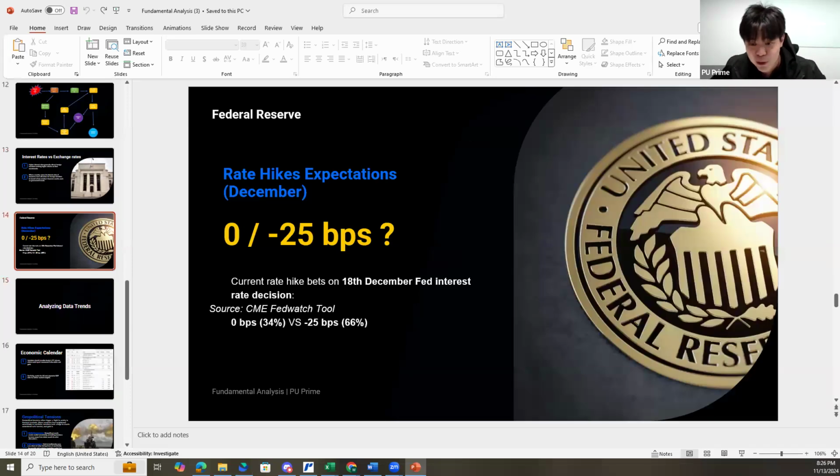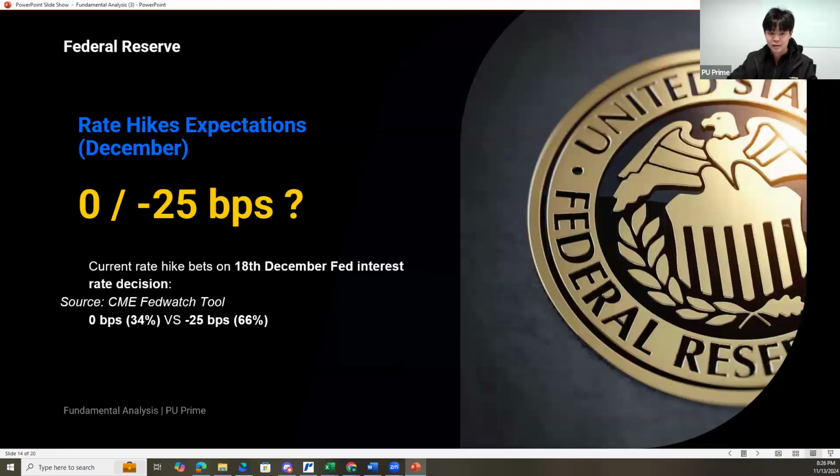So now we are going to move on. Now we are going to understand what the expectation from the Fed is. Will the Federal Reserve increase the interest rate or not? So this is the key thing. According to the CME FedWatch, the Fed is going to cut interest rates by 25 basis points with 66% probability.